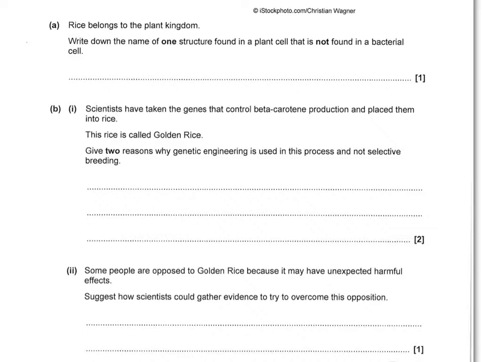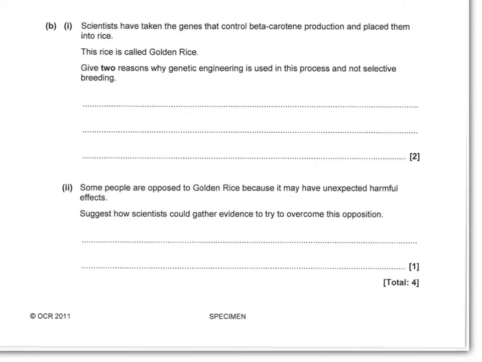So your first one there, beta-carotene genes not found in the rice. If you do selective breeding, you're not going to get this golden rice anyway because beta-carotene isn't there in the first place. And then genetic engineering is quicker. Those are probably your 2 that you want to be getting.